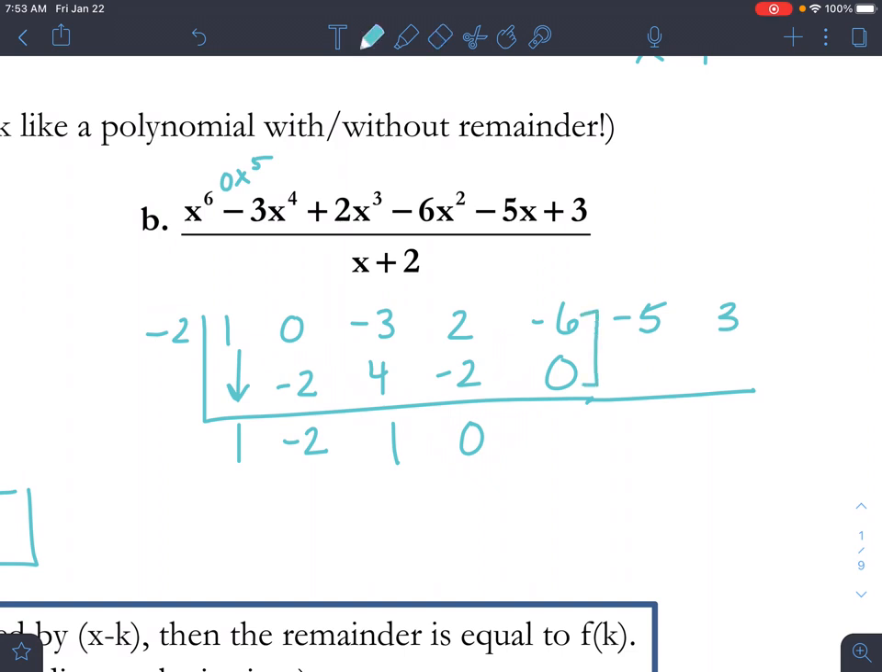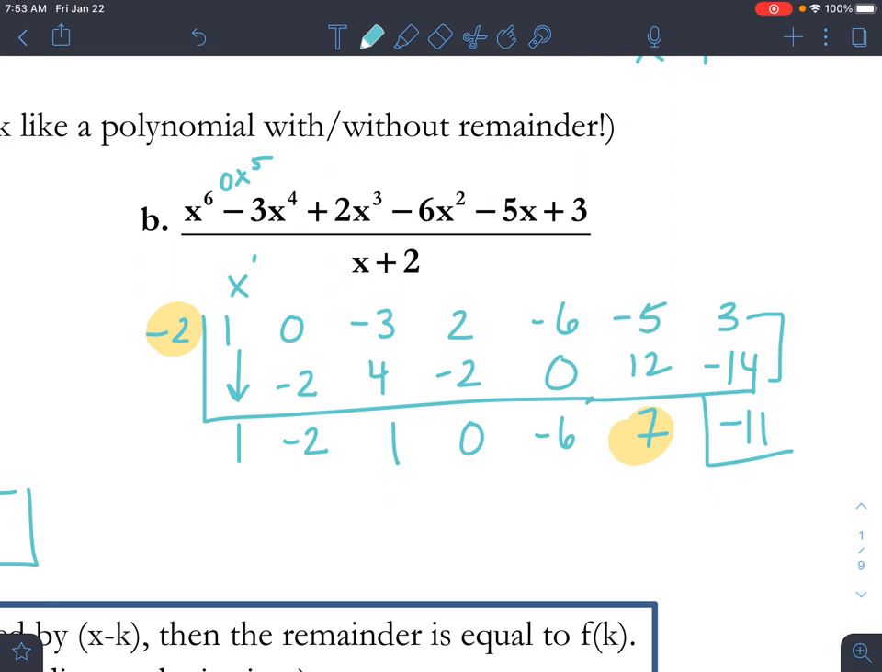Add. Negative 6 plus 0 is negative 6. And then we've got negative 2 times negative 6 is positive 12. Negative 5 plus 12 is 7. Negative 2 times 7 is negative 14. And last but not least, our remainder is going to be negative 11.